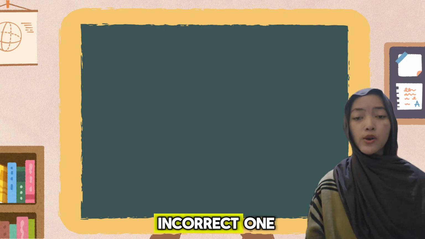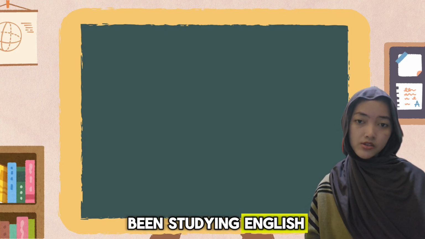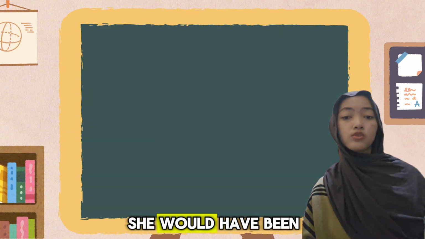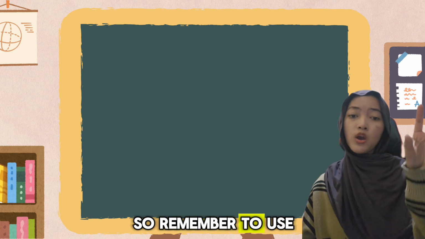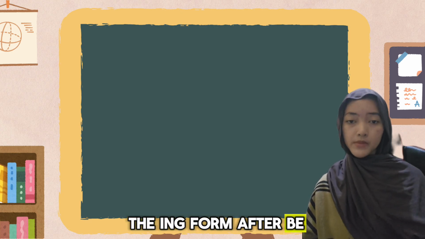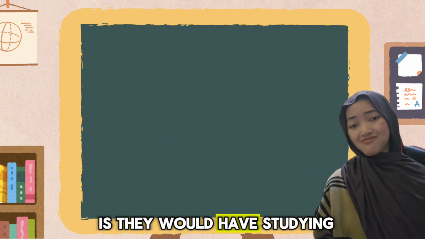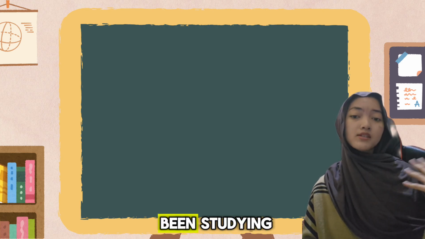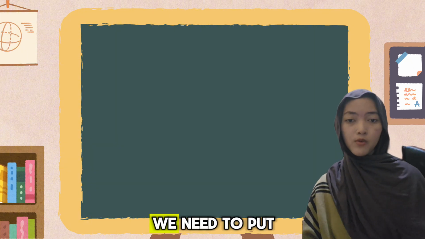Okay, there are also common mistakes. The first one, the incorrect one: she would have been study English. The correct one: she would have been studying English. So remember to use the -ing form after been. And then another mistake is saying "they would have studying" instead of "they would have been studying." So don't forget the word been. We need to put the been.